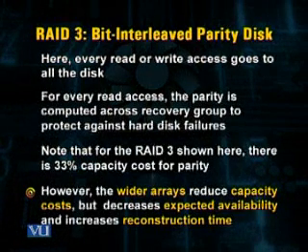However, if wider arrays are used, we can reduce the capacity cost, but it decreases the expected availability and increases the reconstruction time. That means if in the disk array, instead of 3, we are using, say, 20 disks and only one parity disk, the capacity cost for the parity is reduced, but in this particular case, the reconstruction cost increases, and the availability of the data decreases. So, with this much introduction about the RAID 1 and RAID 3 level devices, let us talk about the RAID level 4 and the RAID level 5.